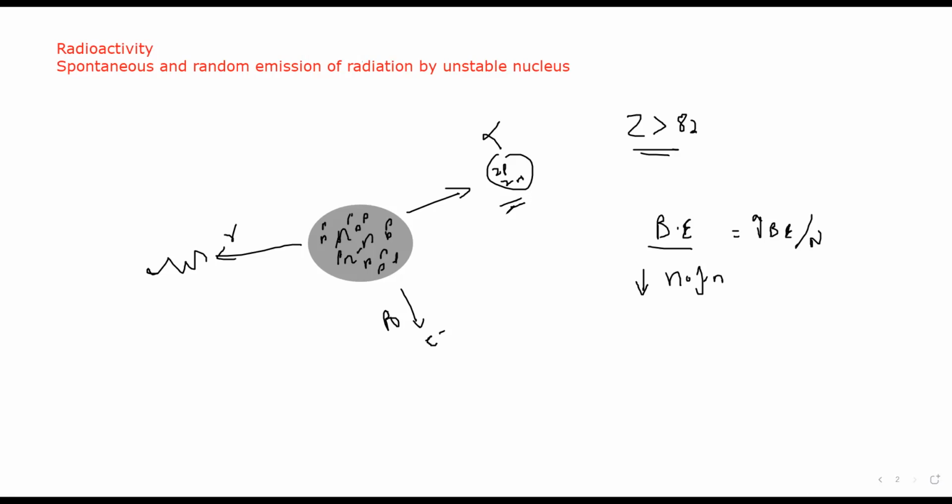So alpha is 2 protons and 2 neutrons, beta can be positive beta or negative beta, and gamma is only emission. So if it is alpha emission or alpha decay, if we have a radioactive nucleus, when it emits an alpha particle, also known as a helium nucleus, the nucleon number or the atomic mass will decrease by 4, and the atomic number will decrease by 2, and because the atomic number changes, the whole atom will change.